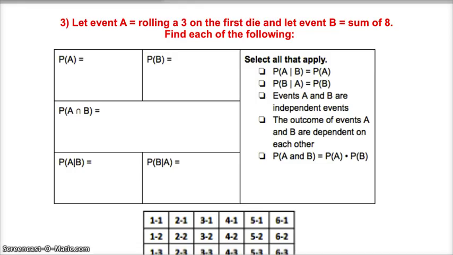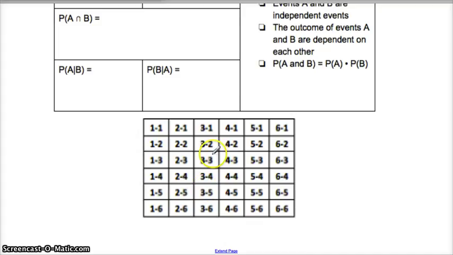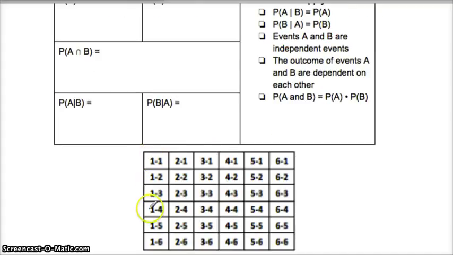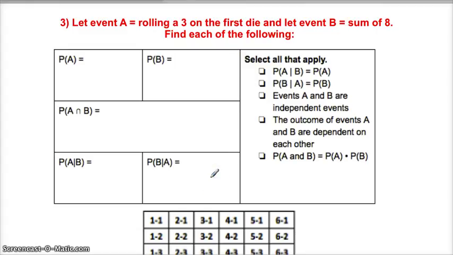So the way I've chosen to set these up for you is, here's an event, rolling the dice. Here is our 36. We're rolling 2 number cubes: first number cube, second, first, second, and so on. It says let A equal rolling a 3 on the first die, and let B equal the sum of 8. In this chart, I'm trying to set you up to find all the different possible probabilities that we can. We know how to find the probability of single events, we know how to find the probability of A and B, and we know how to find conditional probability.